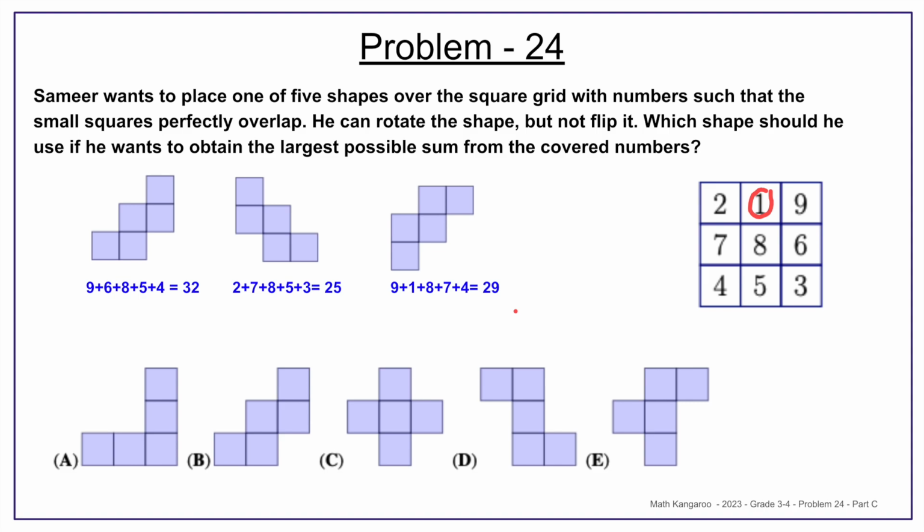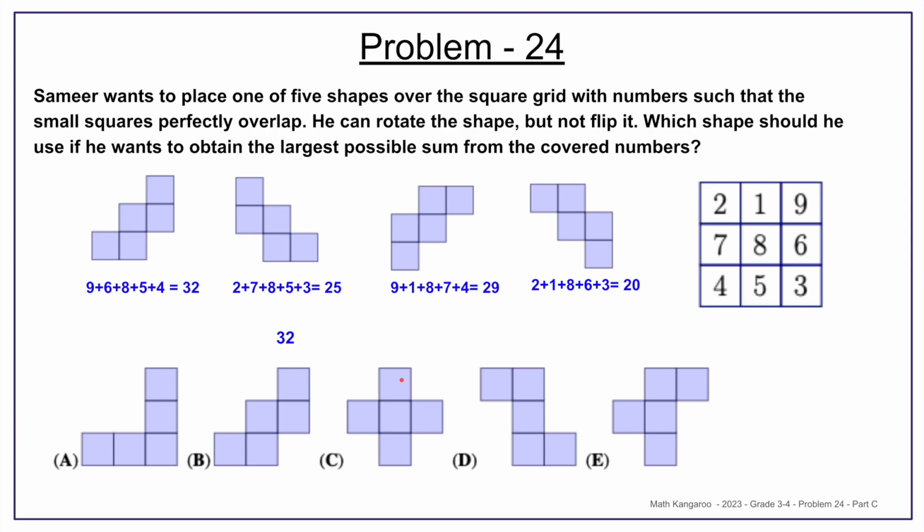Sum would be 29. So if we rotate it like this, it will cover 2, 1, 8, 6 and 3. So we have the lowest numbers 2 and 1. So this could not be our answer. But for your reference, the sum would look like this: 2 plus 1 plus 8 plus 6 plus 3 gives us 20. So the largest sum in here is 32. So let's compare with other shapes and see.